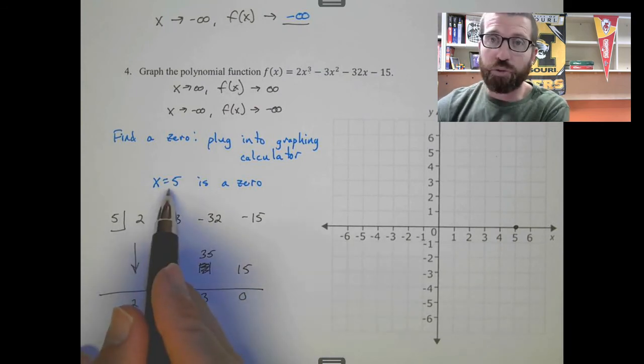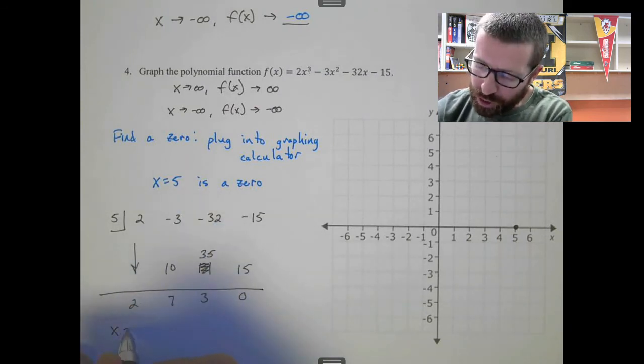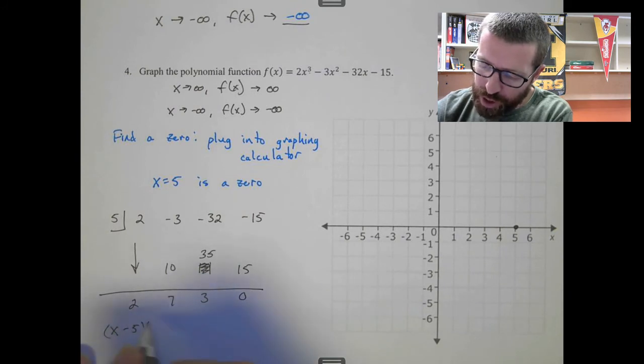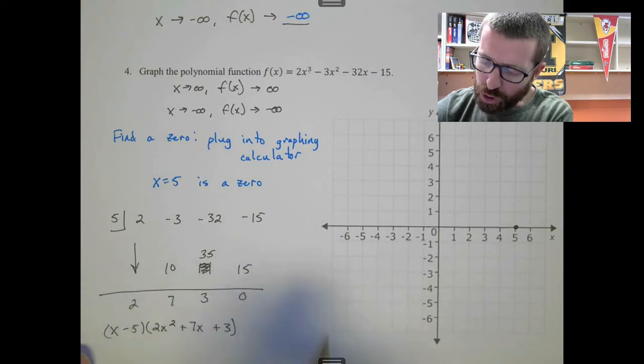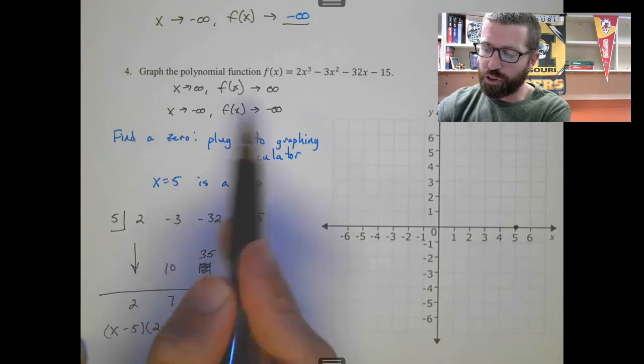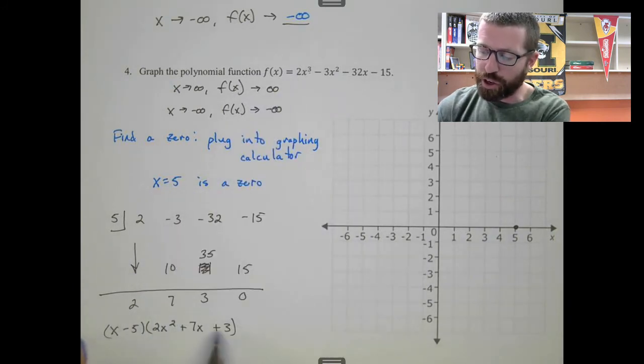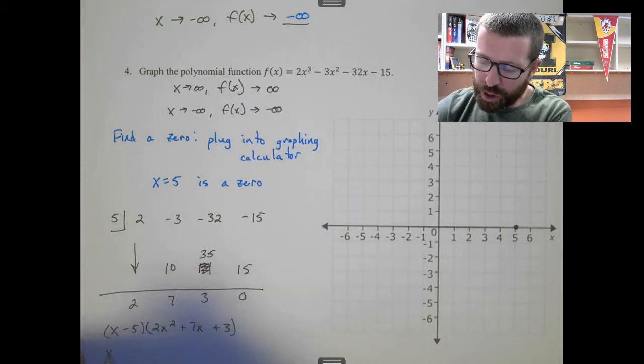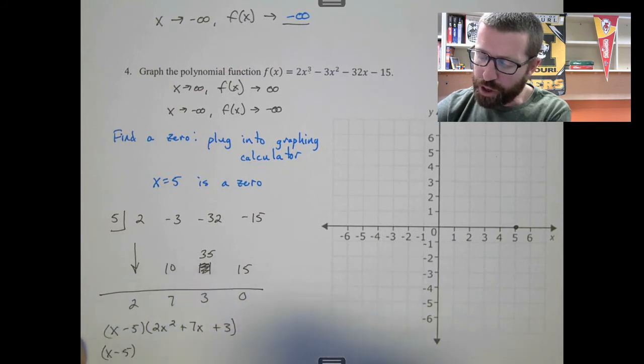Okay, so x equals 5 is a 0. That means x minus 5 is a factor. And then you can write the other factor from your synthetic division. Remember, you go down 1, so it was x cubed. Now it's 2x squared. And then now we have to factor again. Let's just leave our x minus 5 out here.